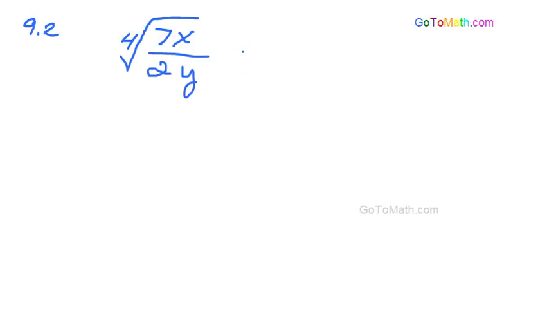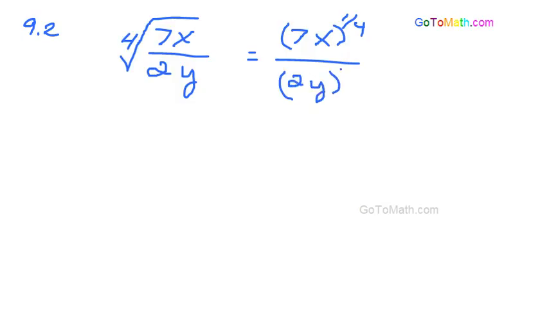let's go ahead and break this up. I guess we'll write it over here. So we're going to have 7x raised to the 4th power over 2y raised to the 4th power. Now we want to get this to be a 1, and so we're going to multiply 2y raised to the 3/4 power down here in the denominator, and 2y raised to the 3/4 up here in the numerator.